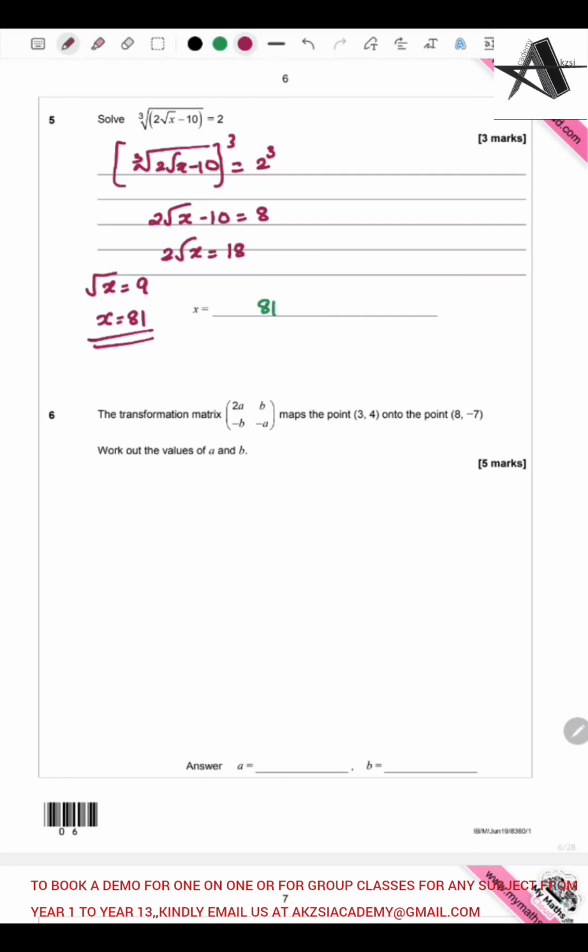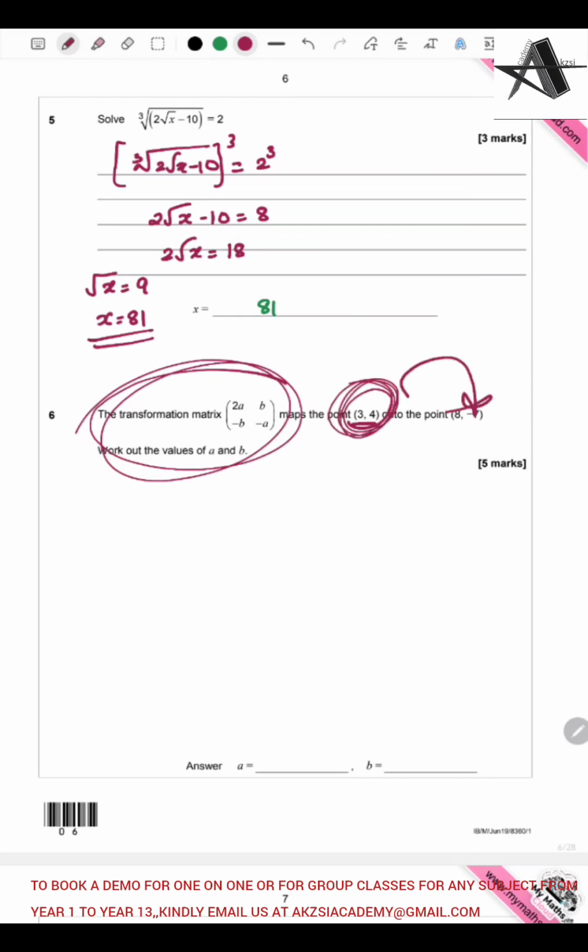Next is the transformation matrix (2a, b; negative b, negative a) maps the point (3, 4) onto the point (8, -7). Then we need to work out the values of a and b. Whenever we have a transformation matrix, I need to attach it to the point. That's how we can do any transformation. The transformation matrix is already given, and if it's mapping the point this onto it, that means this is your original one and this is your transformed one.